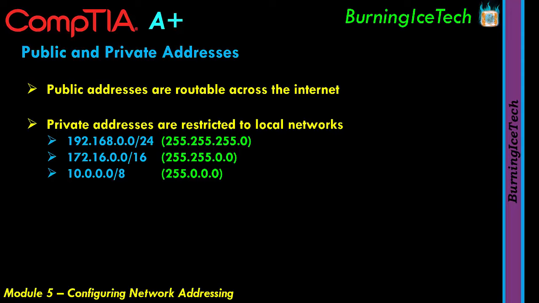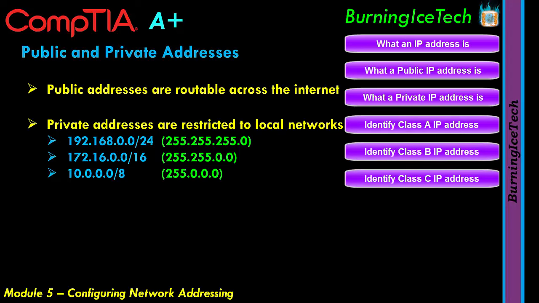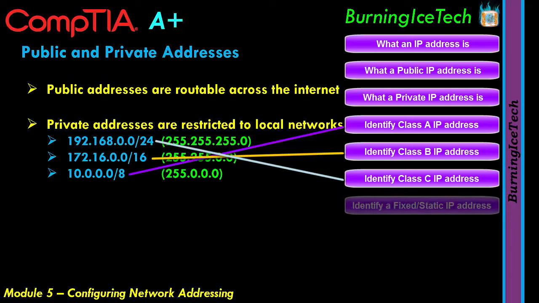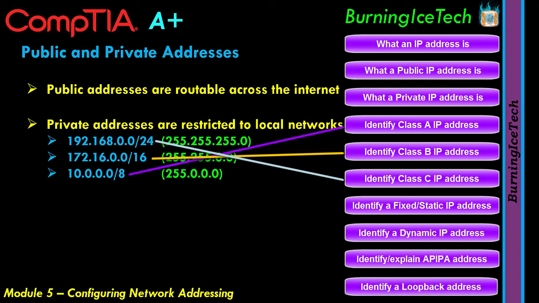So on the right here, let me just quickly recap for those of you that are taking notes. You need to know what an IP address is. You need to know what a public IP and a private IP address is. You need to be able to differentiate between the two and identify the two. Within the category of private IP addresses, you need to be able to identify class A, B, and C, which is the three on the screen there on the left in blue. And you need to be able to identify a fixed IP address versus a dynamic IP address. What's the difference between those two and all that kind of jazz? And then lastly, you need to be able to explain and identify an APIPA IP address and a loopback IP address. So there you have it, folks.